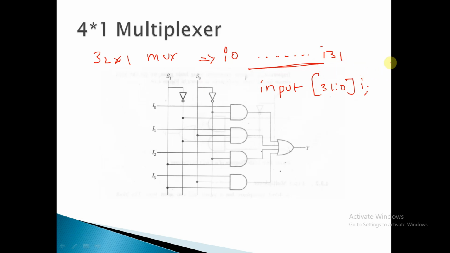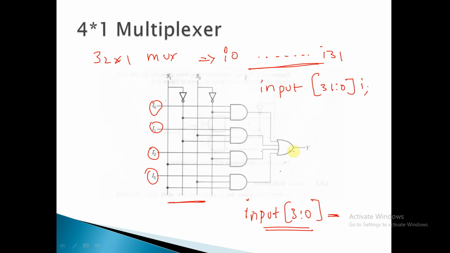Is it clear? I will show how to implement a 4 cross 1 mux using simple I0, I1, I2, I3. Your task is to create a vector. How will you create a vector? Input [3:0], and you can give any name. Instead of writing everything like this, you can use the vector and design your circuit. This is your simple assignment. Anyways, I will discuss how to use this vector in the next session, so you can try doing this.